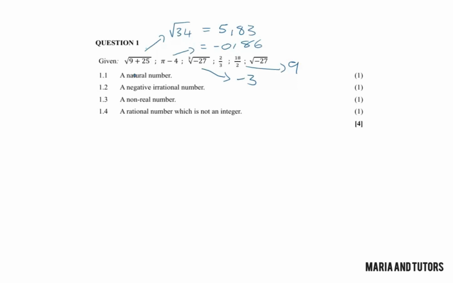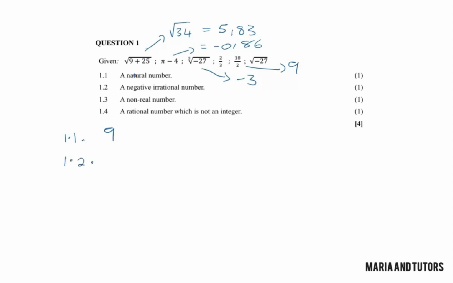Okay, so question 1.1, we are required to identify a natural number. From these numbers, don't forget, natural numbers are counting numbers that start from 1. We can have 1, 2, 3, 4, 5 up to positive infinity. So in this case, a natural number that can be identified is 9. So we're done with this one.